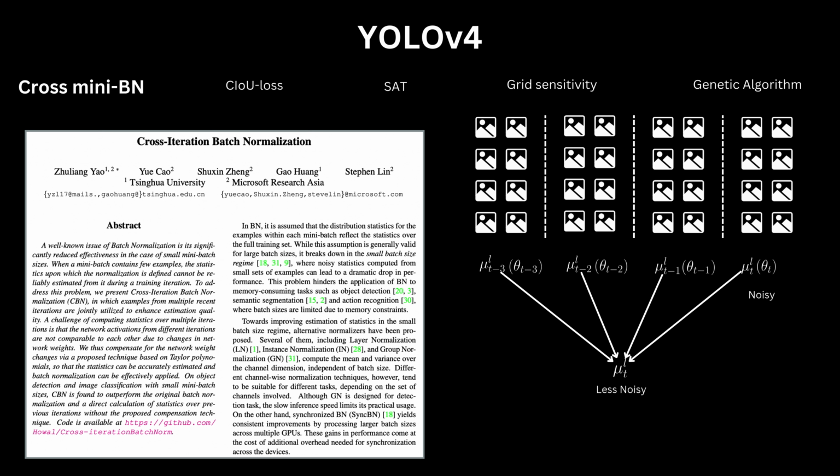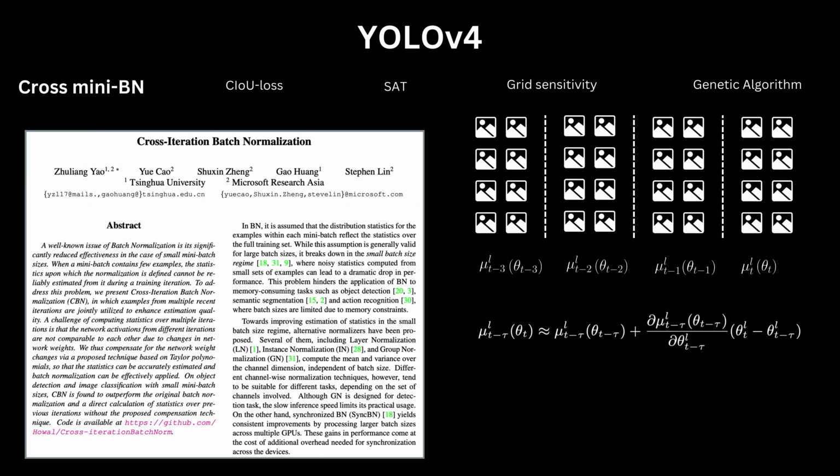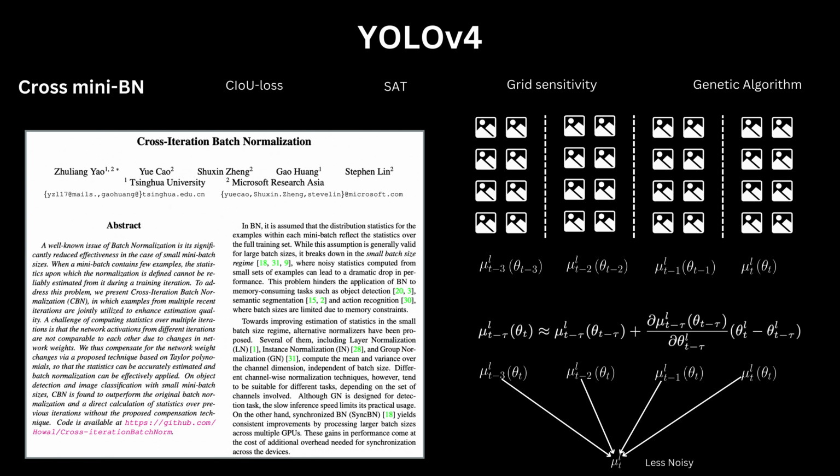They approximate the statistic of activations for a particular layer corresponding to current weights but in a past iteration in this manner. The paper has more details on how they arrive at this formulation, but once you have these compensated statistics, we can now aggregate to make our estimate less noisy and normalize the current batch using these less noisy statistics. In YOLOv4, the authors use cross mini batch normalization, which is just a modified version of cross iteration batch norm, where rather than aggregating statistics across batches, we aggregate statistics across mini batches within a single batch.